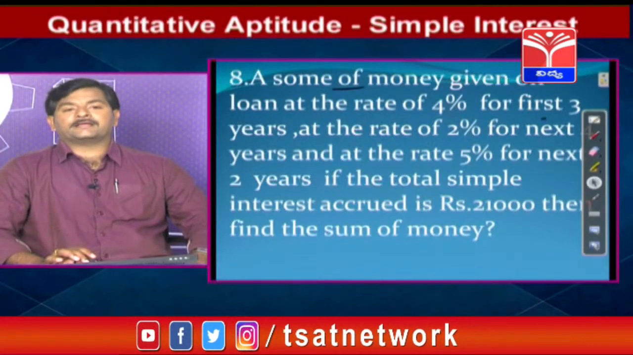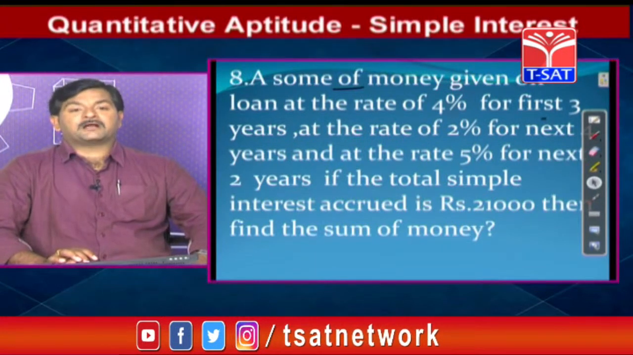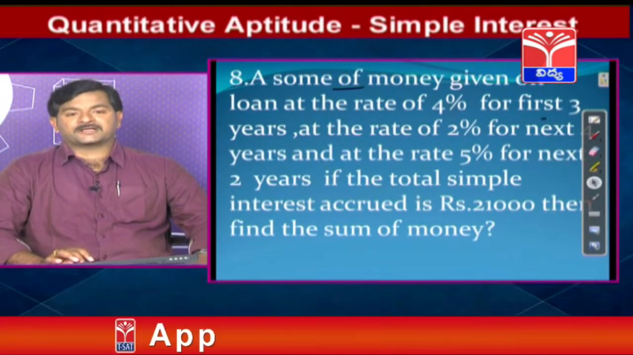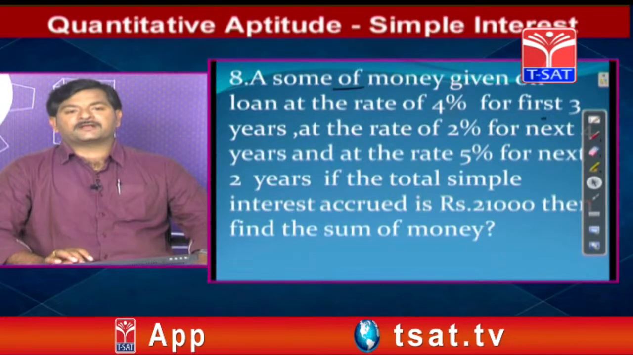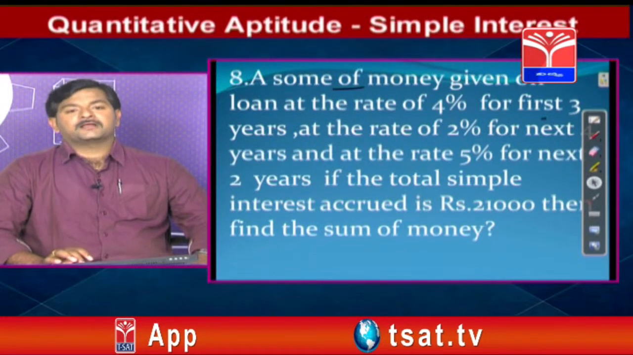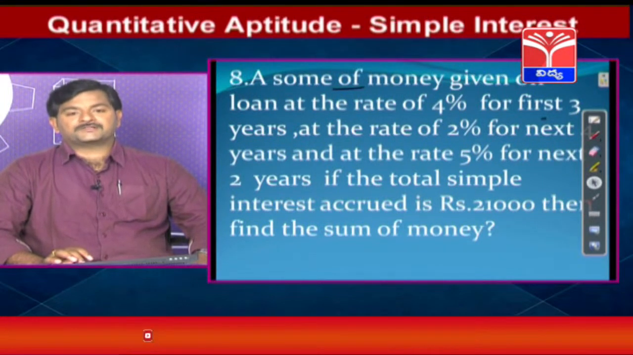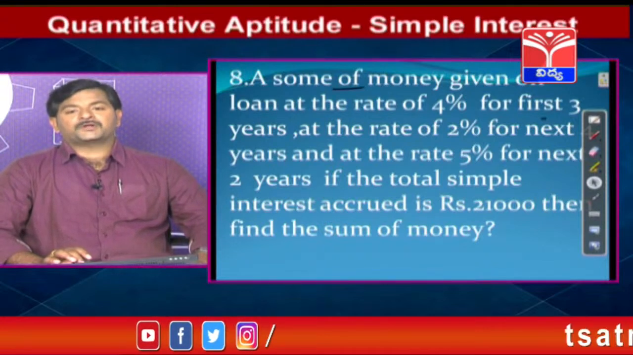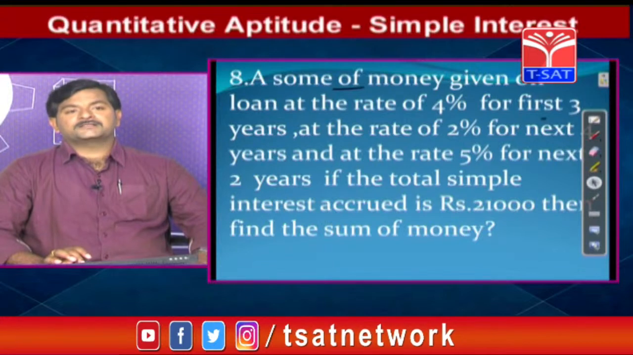Yes, here it is the 8th question. A sum of money given on loan at the rate of 4% for first 3 years, at the rate of 2% for next years, at the rate of 5% for next 2 years. If the simple interest accrued from this total is 21,000 rupees, then find the sum of the money.